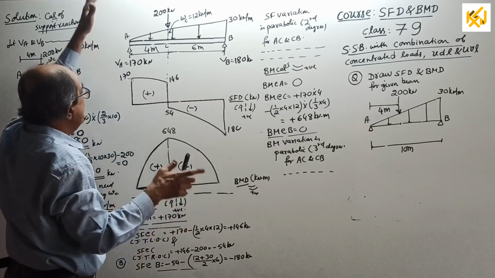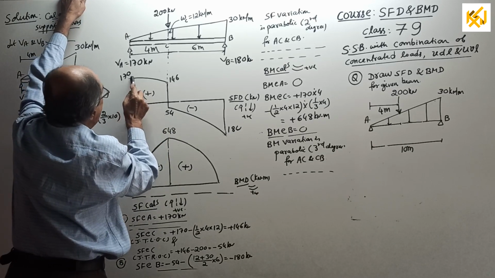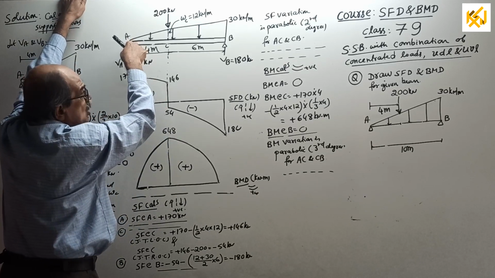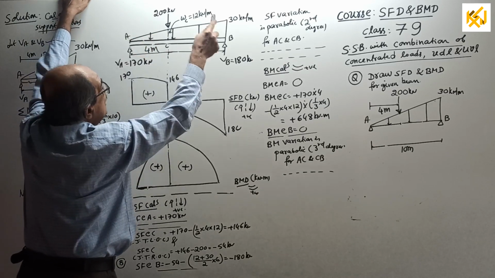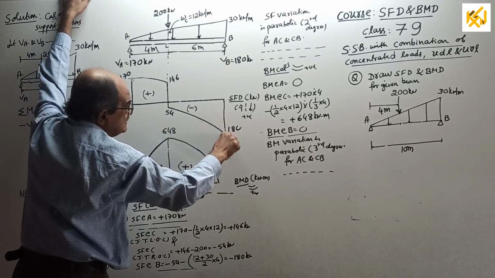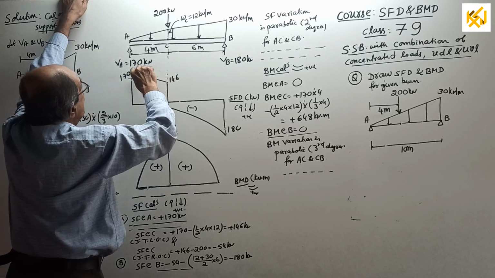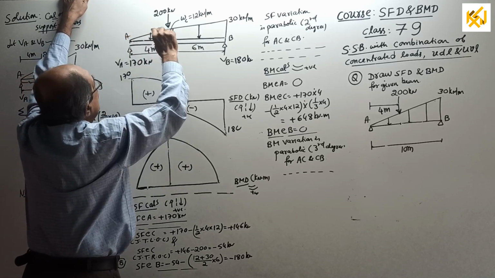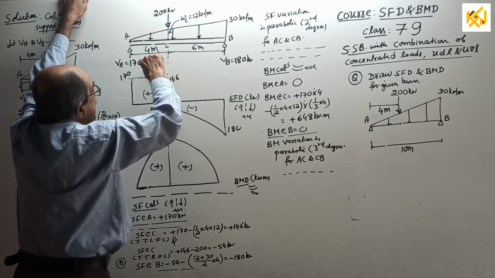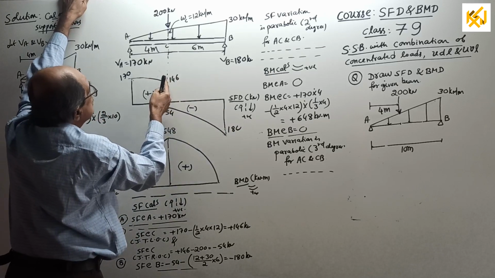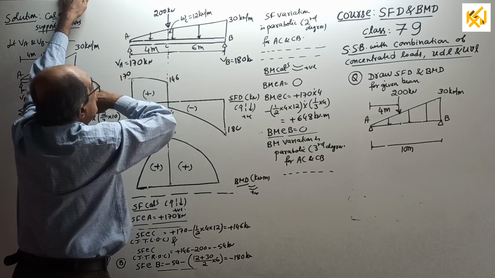Now, very important, if I draw a tangent here, there is no slope, zero slope here. Why? Intensity 0. If I draw a tangent here, maximum slope here. Now, one more important point. For the SF diagram from A to C, at the ending part, if I draw a tangent, that should be the intensity to the left of C.